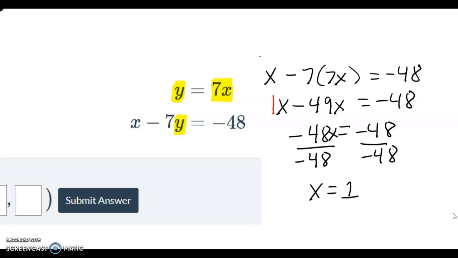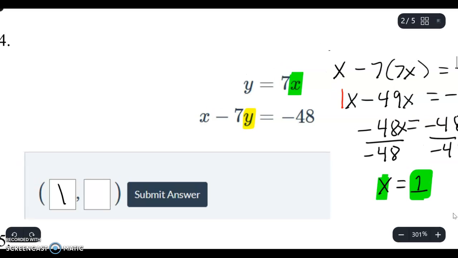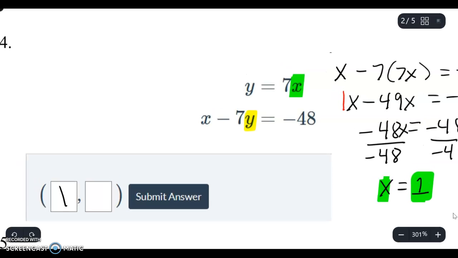Now that that's taken care of, we've got the x. The x is 1. So now we're going to continue to substitute, and I'm going to erase this here so you can see what I'm doing with it. I'm going to put this 1 in for x, and I'm just going to write it right over here.